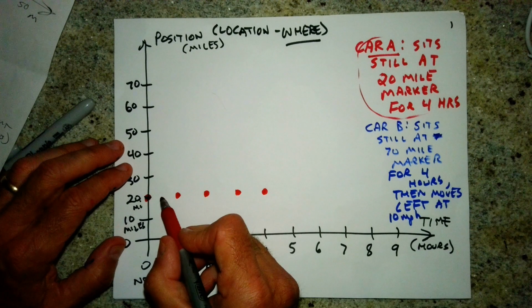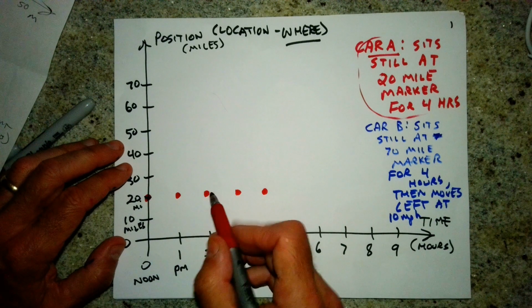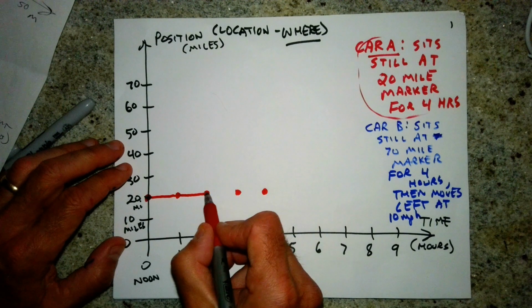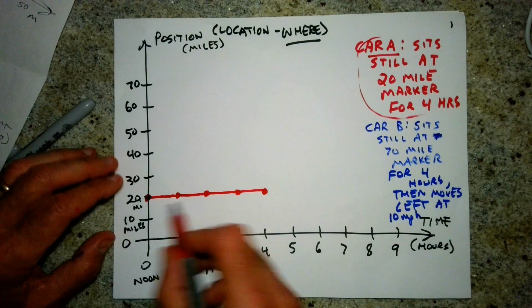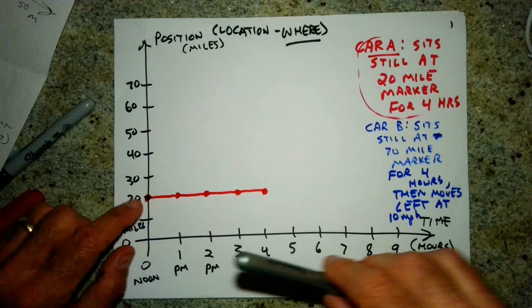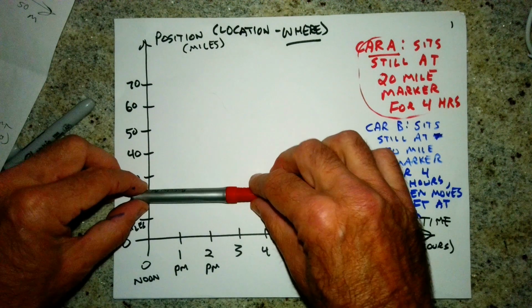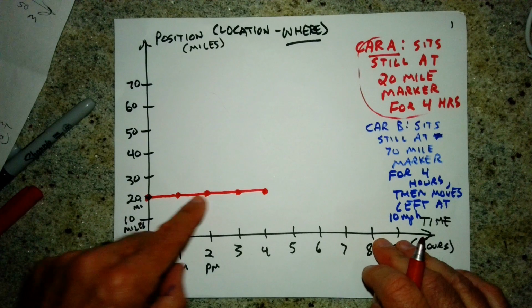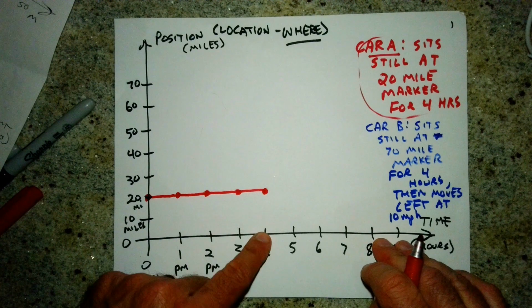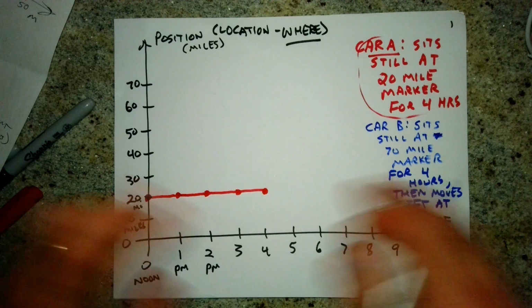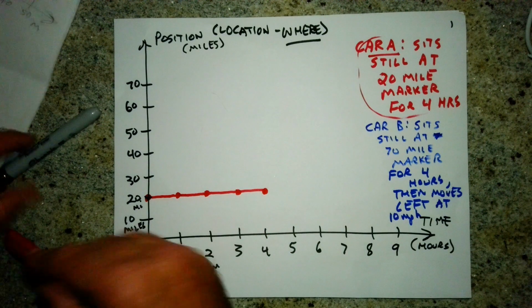But it didn't just disappear between 1 o'clock and 2 o'clock. It was at that same location, the 20-mile mark, all that time. So that's what the graph would look like. If something is sitting still on a position graph, the line will be horizontal. The graph will be horizontal, and it'll go through all the times that the words describe, the first 4 hours. And then we'd have no more information, so the graph stops there. Okay, now let's look at car B.